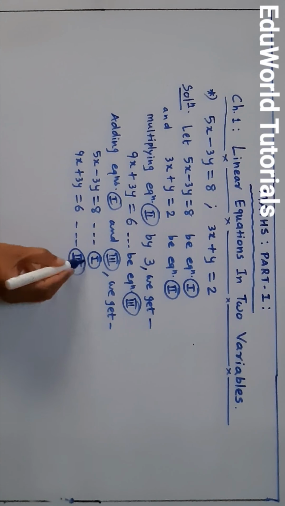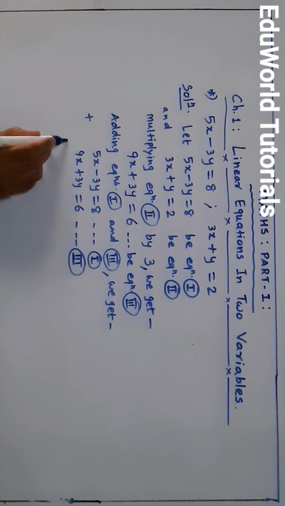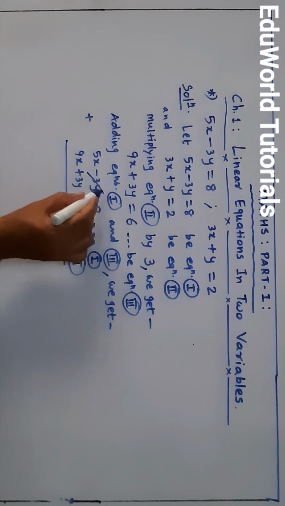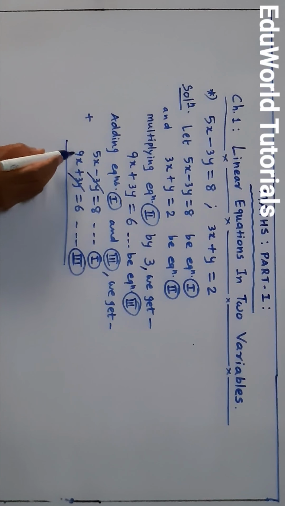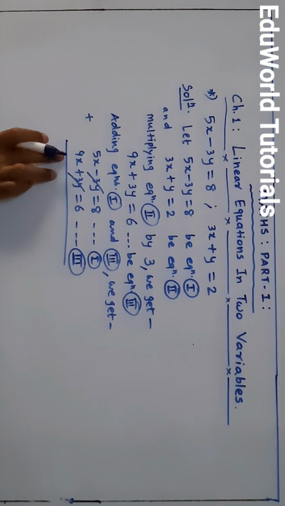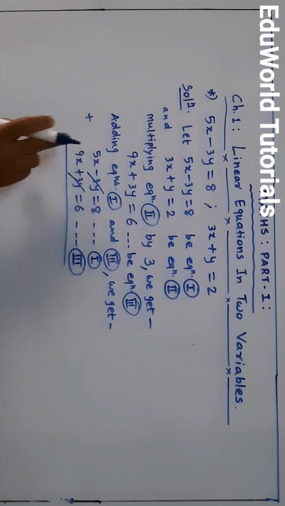And we are adding them. So on addition, this minus 3y and plus 3y get cancelled. The x terms are added like terms: 5 plus 9, 14x, is equal to 8 plus 6, 14.